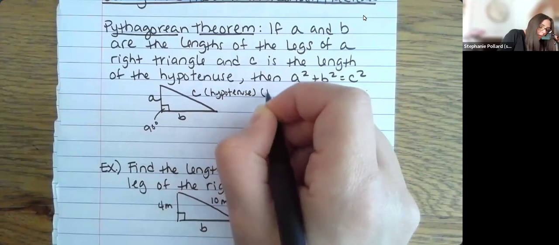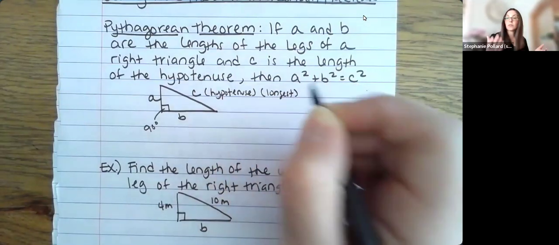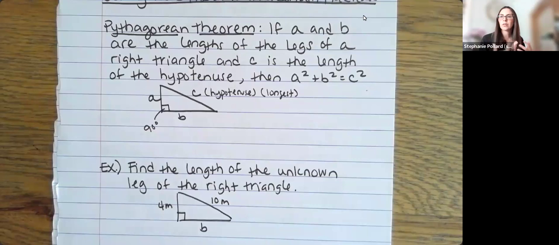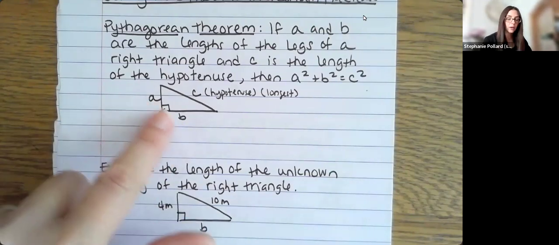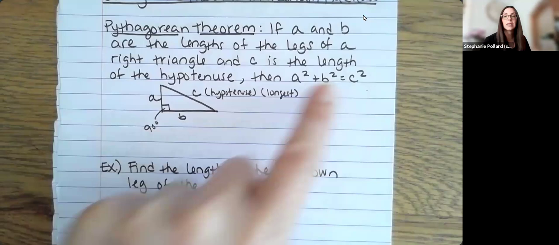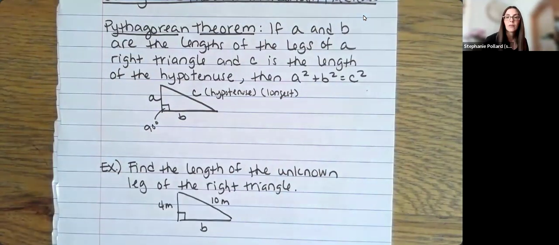It is also, by the way, the longest of the three sides. So if you have numbers and you're not sure which is which, the longest side is always the hypotenuse in a right triangle. Now, the Pythagorean theorem says that if you square A and B and add them together, that equals C squared. And this is a formula that we use all the time for applications.